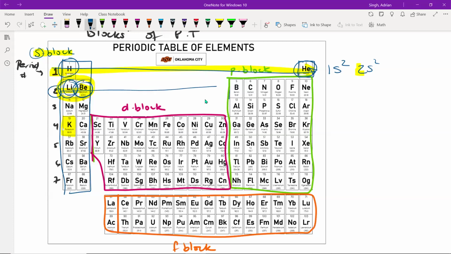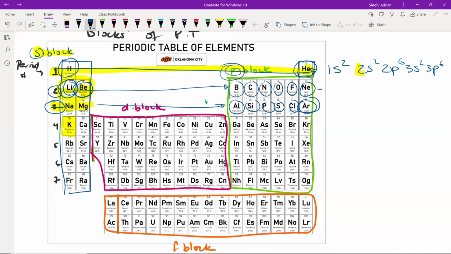Then I get to the 2p now. And how many elements do I need to go across? 1, 2, 3, 4, 5, 6. So 2p6 gets me to the end of the second row. Then I get to the third row. So this will be now my 3s. I have to go through these 2. So 3s2 gets me to the end of the S block. Then I get to the p's over here, all the way here, and I'm still in the third row. So 3p, 1, 2, 3, 4, 5, 6. So 3p6 gets me all the way to argon.